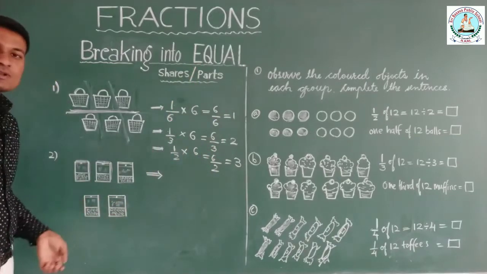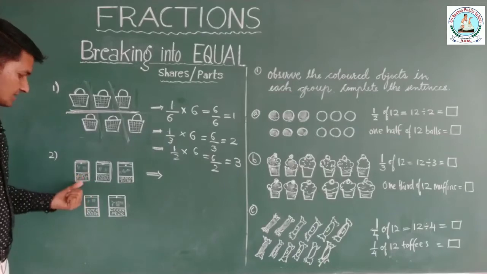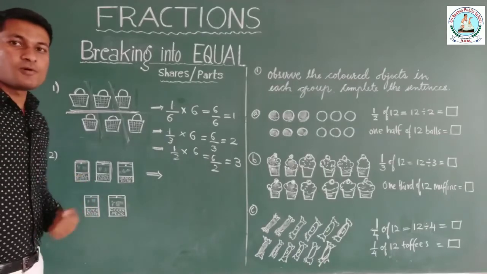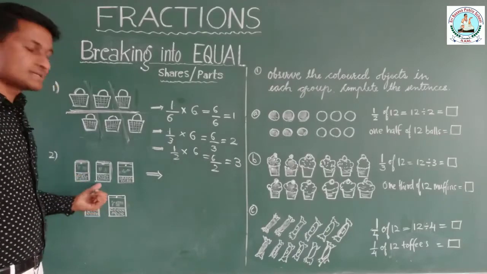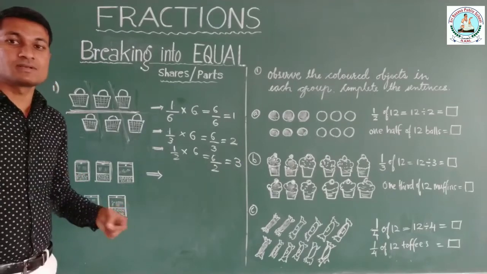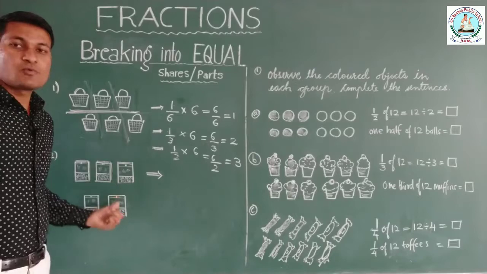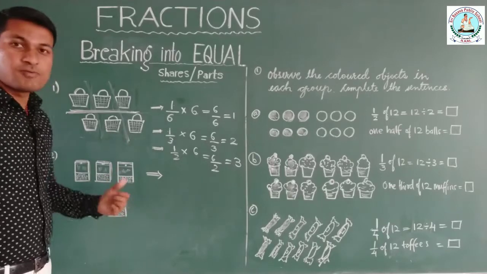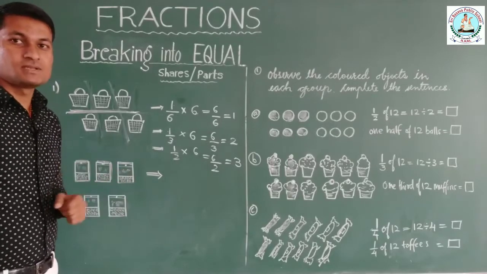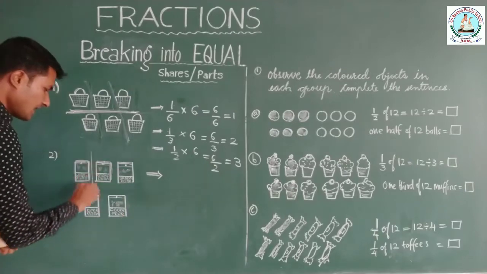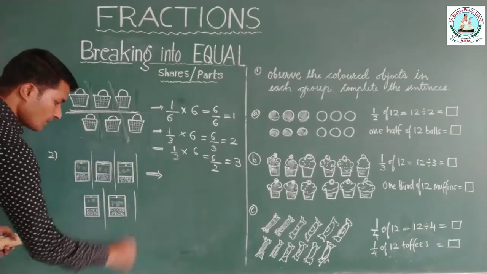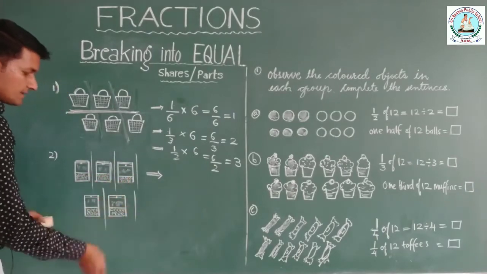Similarly, let us go for the next example. Here we have a group of mobiles. These are just keypad mobiles, not touch screen mobiles. I am going to break this group of mobiles into equal parts. The first way is I can break like this. 1, 2, 3, 4, 5. This is the first way.